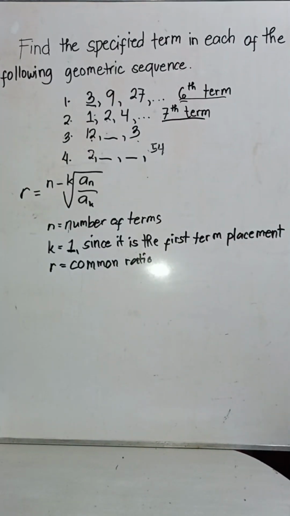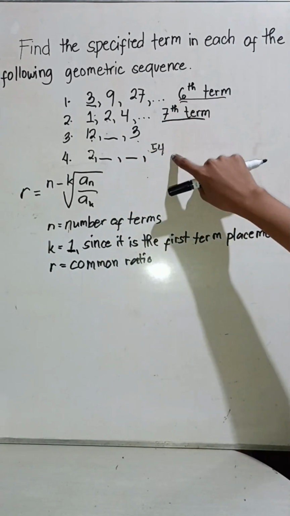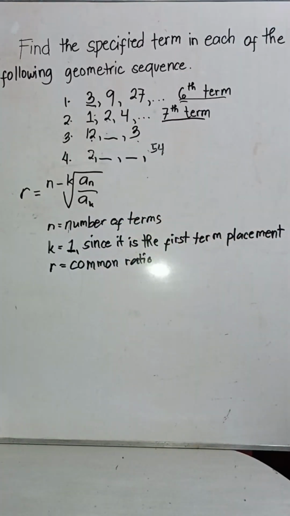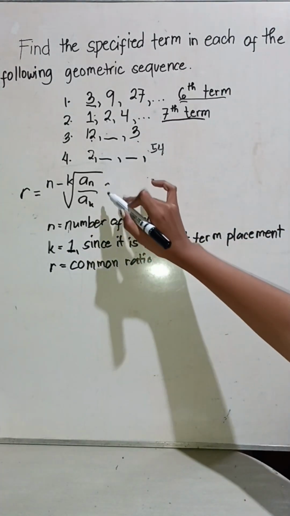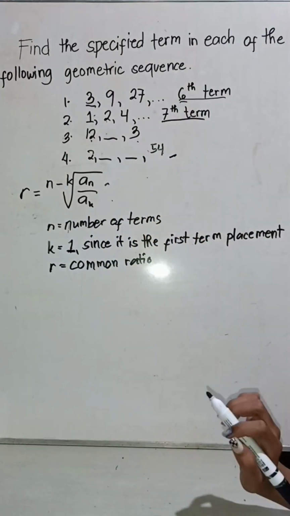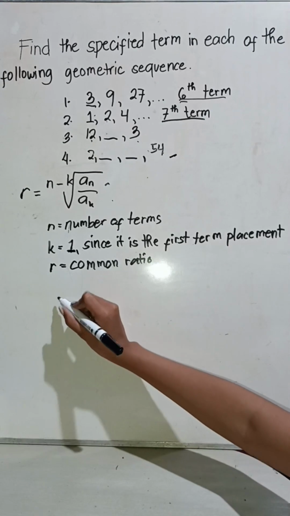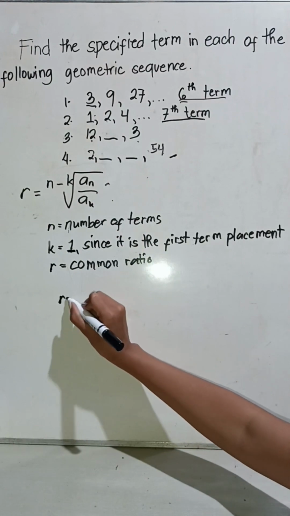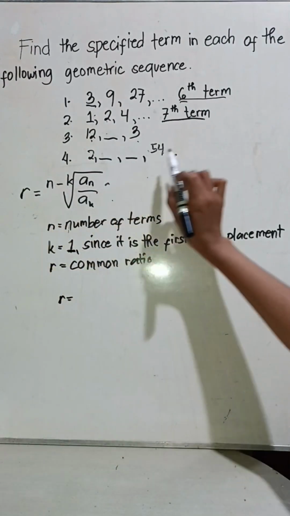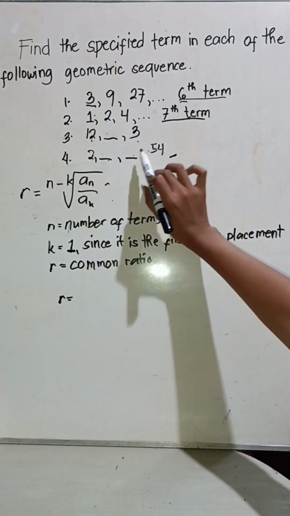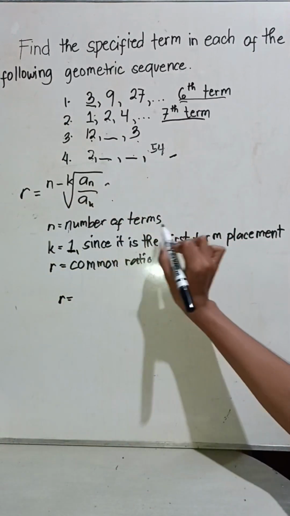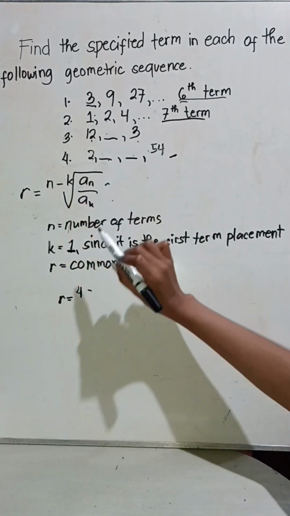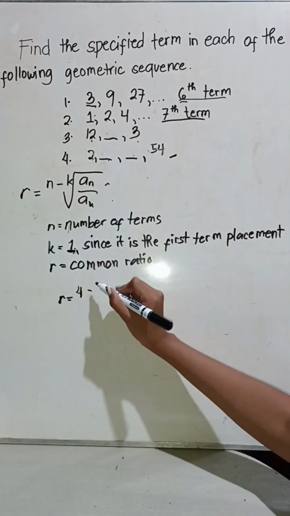So now, let us try using this formula in solving this geometric sequence, in finding the geometric means of this sequence. So, substitute the givens in number 4. We have R is equals to, our n, since we have 4 terms, 1, 2, 3, 4, so our n is also 4 because it is the number of terms. So 4 minus, our k is equals to 1. It is always that. So 1.